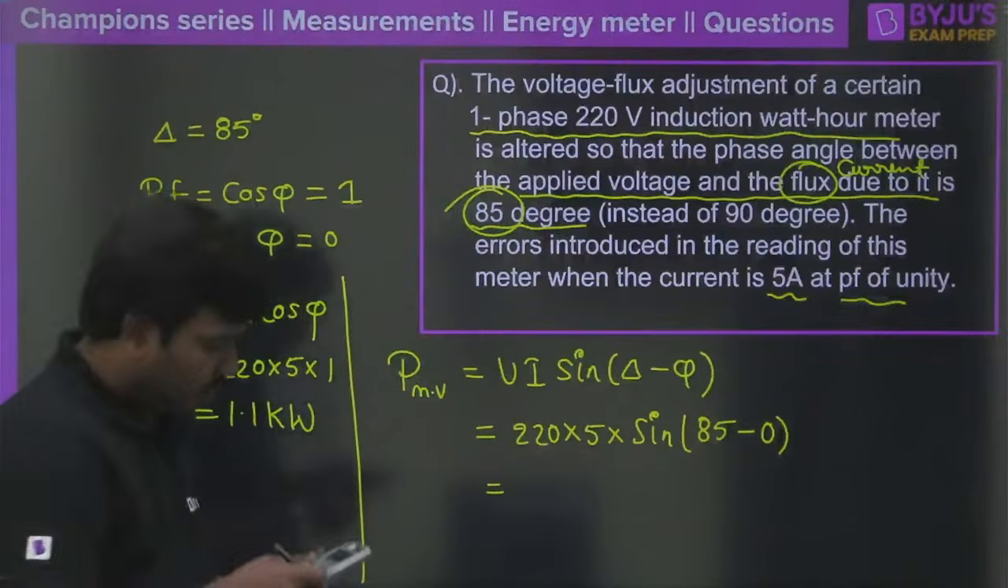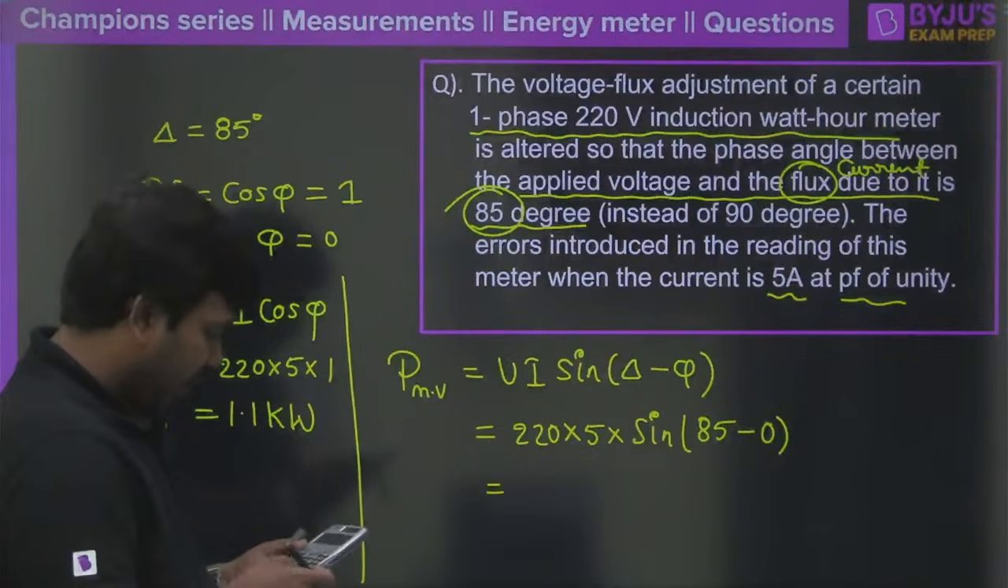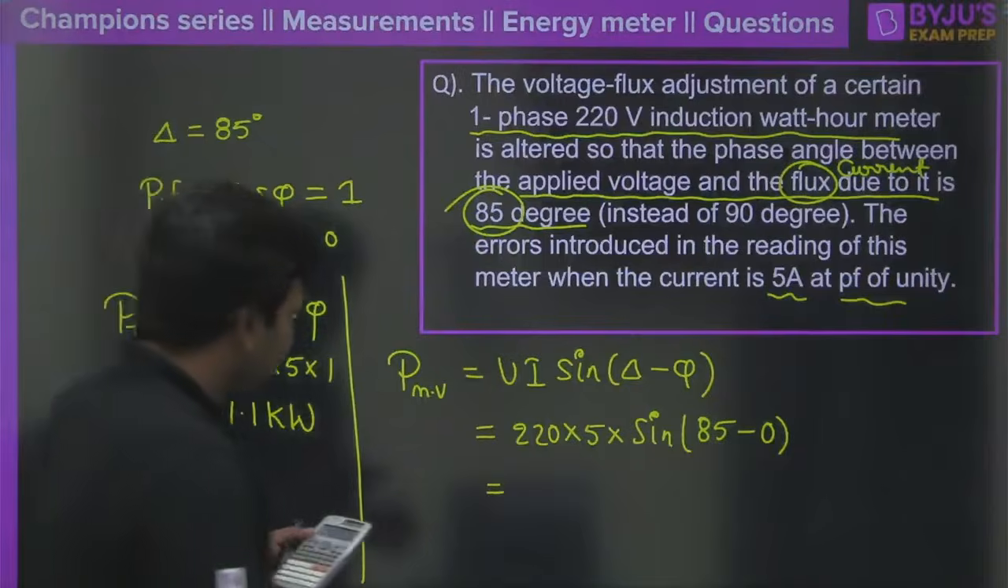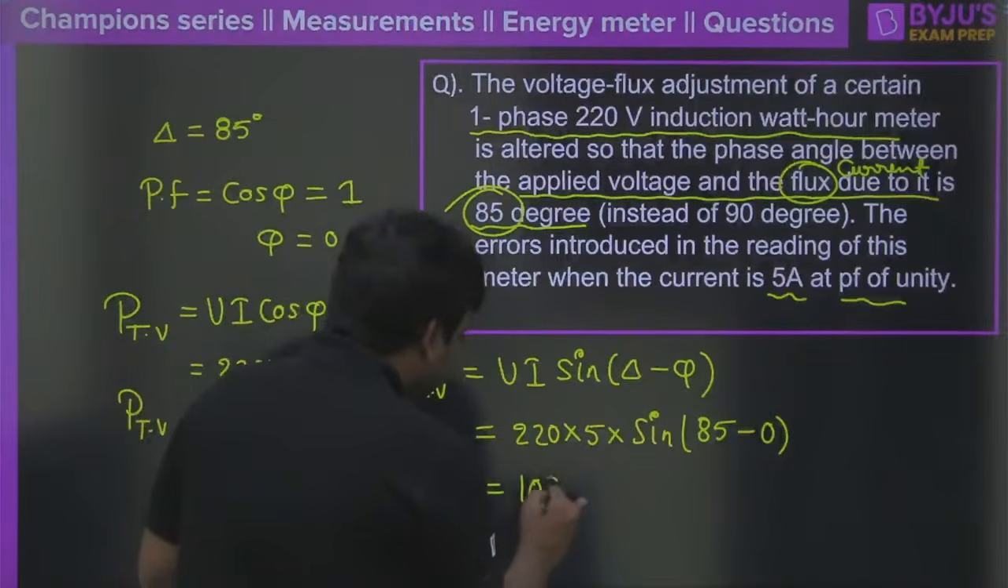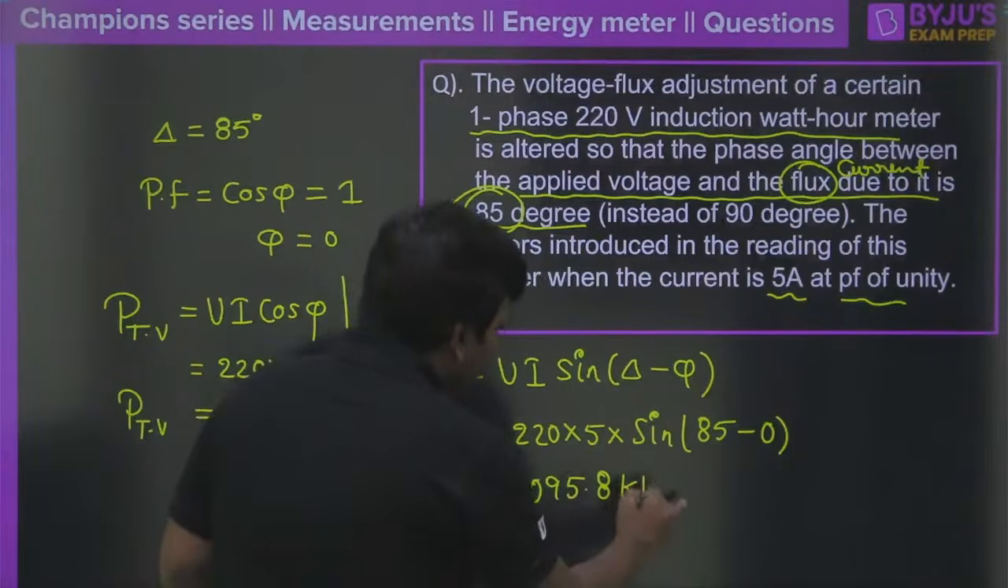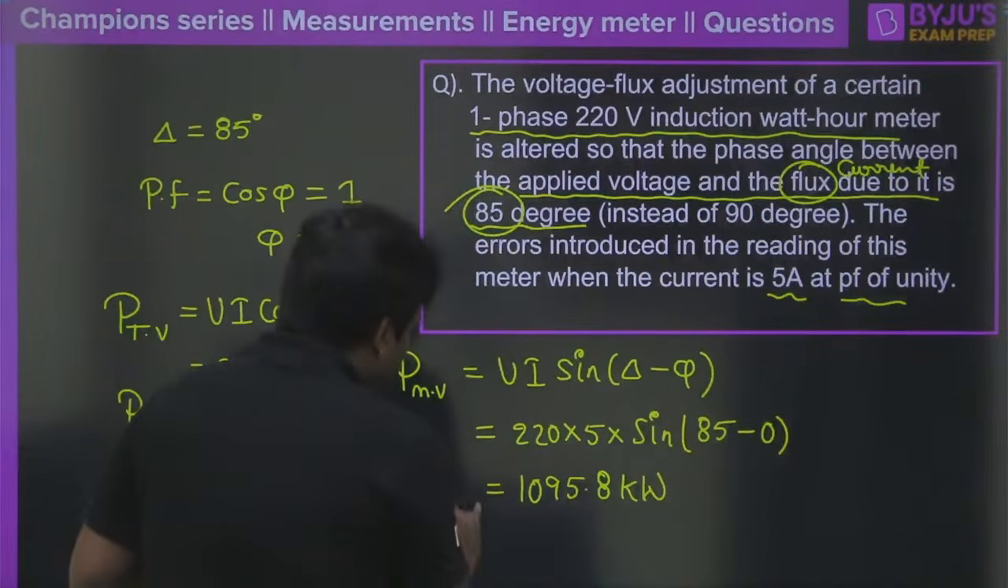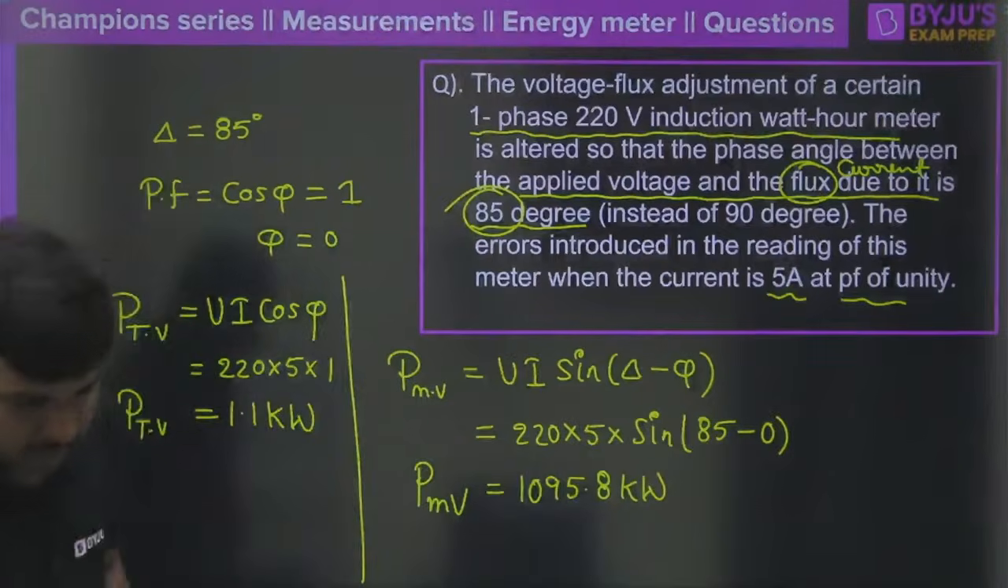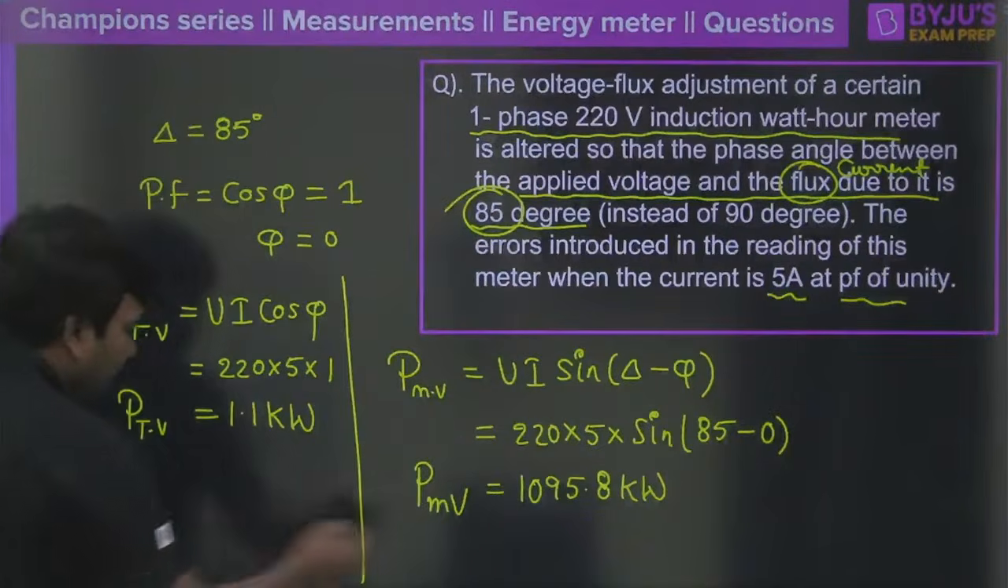So can you please tell me what is the value of this one? 220 into 5 into sine 85 here. Let me write down sine 85. So this is coming down to be equal to 1095.8 watt here. Oh, great. I think Soumyabal has given the final answer. Okay, very good. So this is measured value, right?